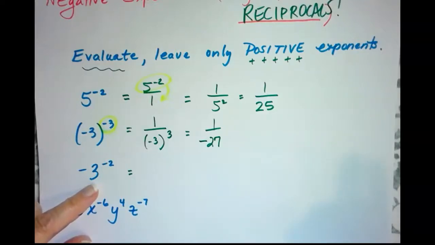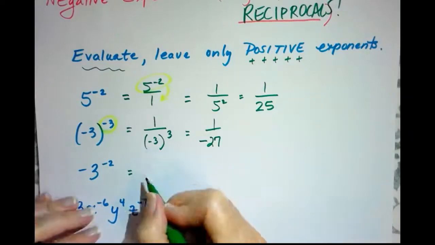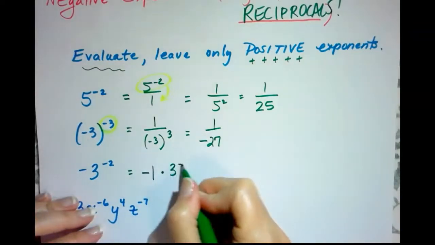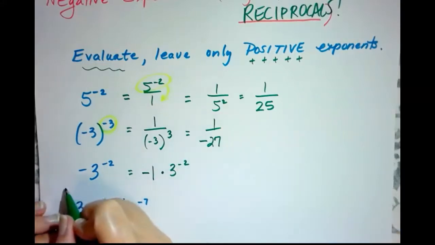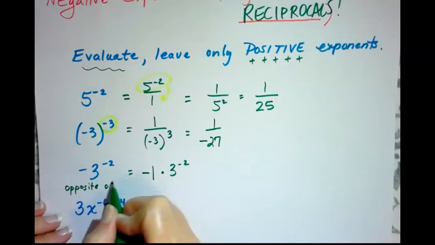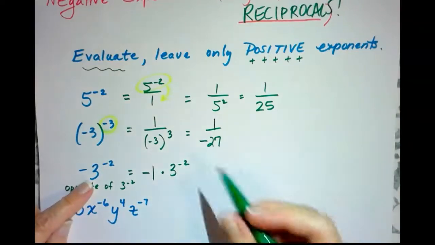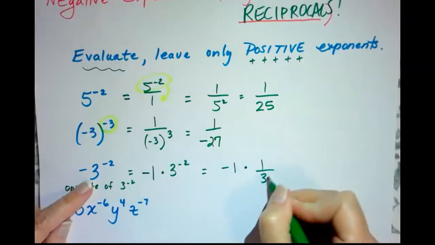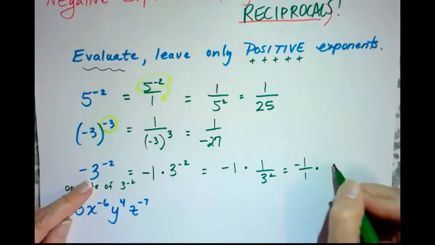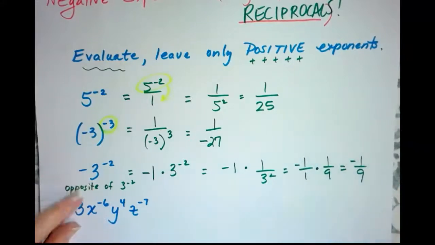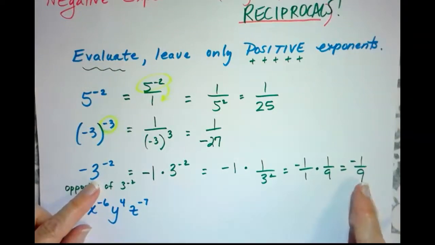Now, this next one is very special, and this is one of the problems that separates math men from math boys on standardized tests. This does not have parentheses. So if it does not have parentheses, it's exactly like negative 1 times 3 to the negative 2. We could also read this as the opposite of 3 to the negative 2. Because of order of operations, if there are no parentheses, this will stay negative. So negative 1 times 1 over 3 squared. Negative 1 over 1 times 1/9. So that is negative 1/9. The opposite of a positive number is a negative number. So because there are no parentheses, this will stay negative.